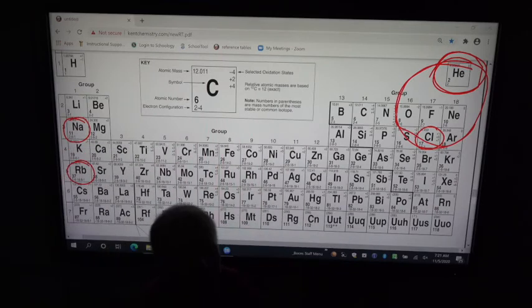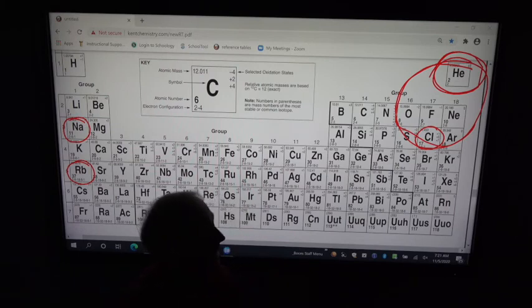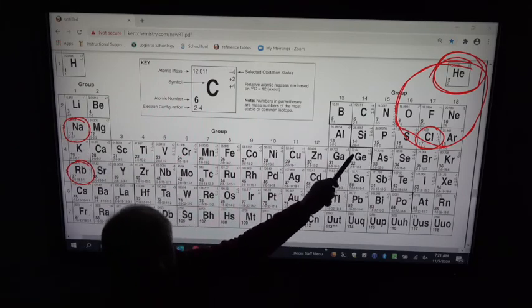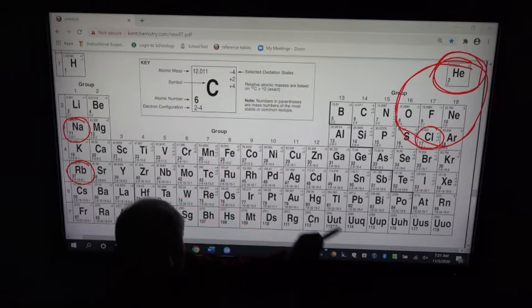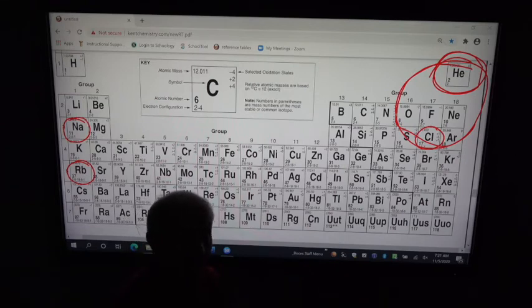As we go across a period, size gets smaller. So the ability to attract electrons gets higher, and the amount of energy needed to rip off those electrons gets higher. So as we go across, the size gets smaller, but electronegativity goes up and ionization energy goes up. Okay? So these are three big ones: atomic radius, electronegativity, and ionization energy.